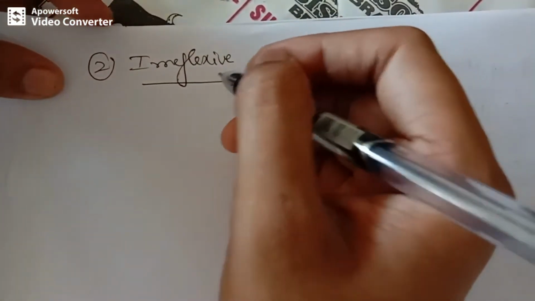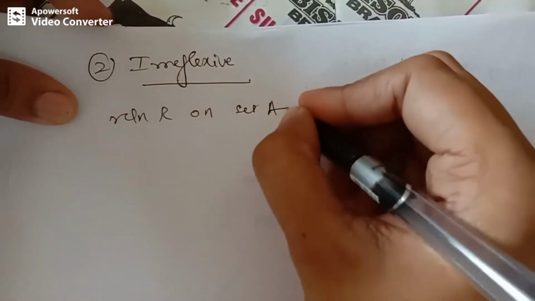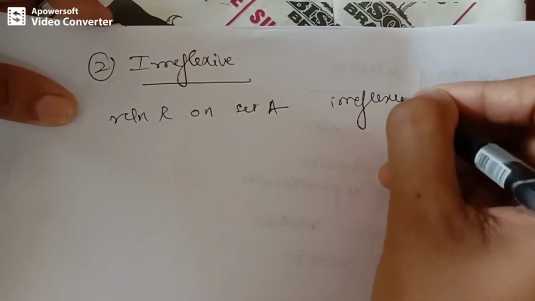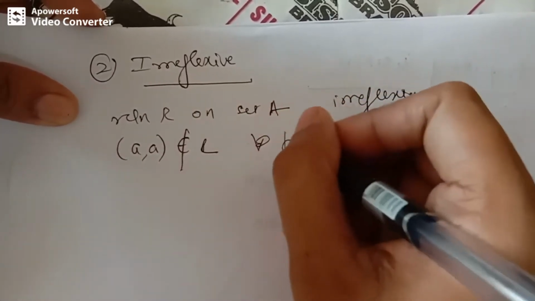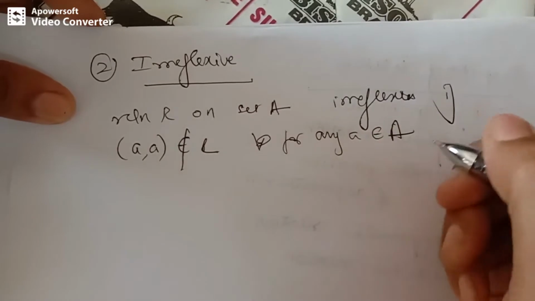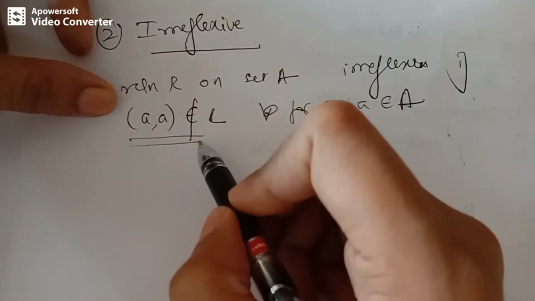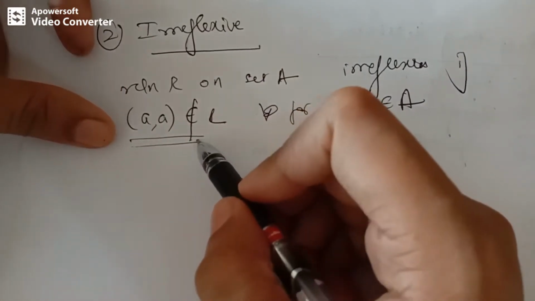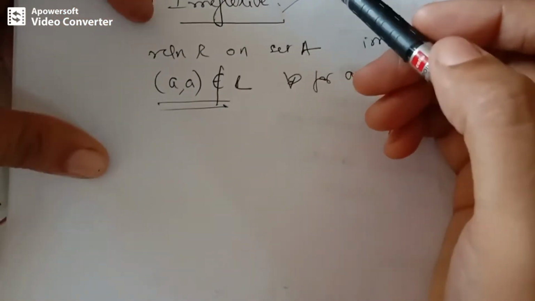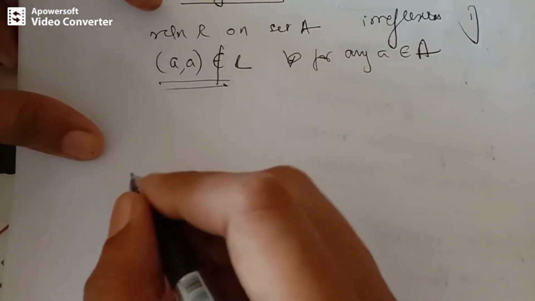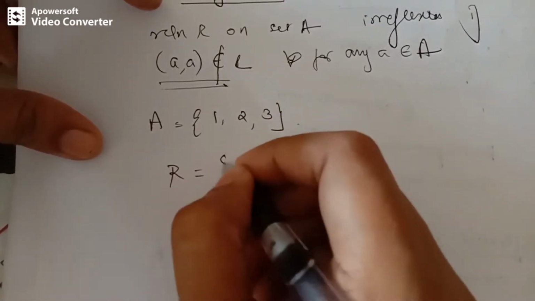A relation R on the set A is said to be irreflexive if (a, a) does not belong to R for any a belonging to the set A. That is, if I do not have even a single element that is related to itself, then we call it an irreflexive relation. So let me give an example to make it very clear. Let's say I have got the set A which consists of just 3 elements and I define a relation R.